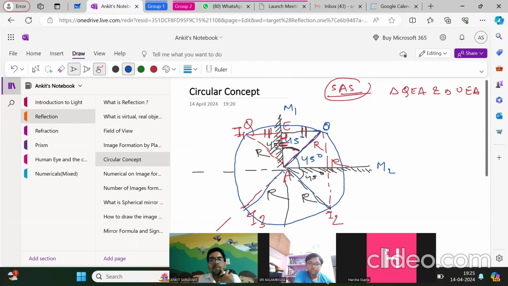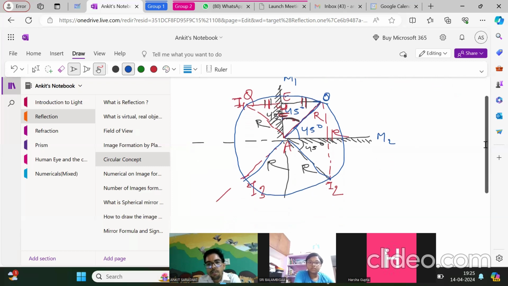This is the circular concept. Clear? Yes, sir. All the images lie on the circle. I will use this concept to describe how I3 came, how I1 came, how I2 came. Any doubt up to this point? No doubt, sir.